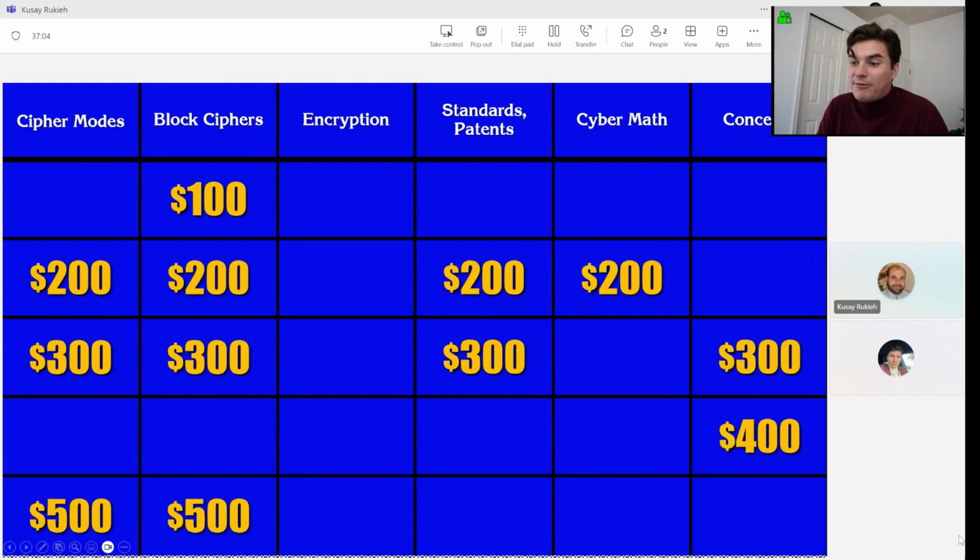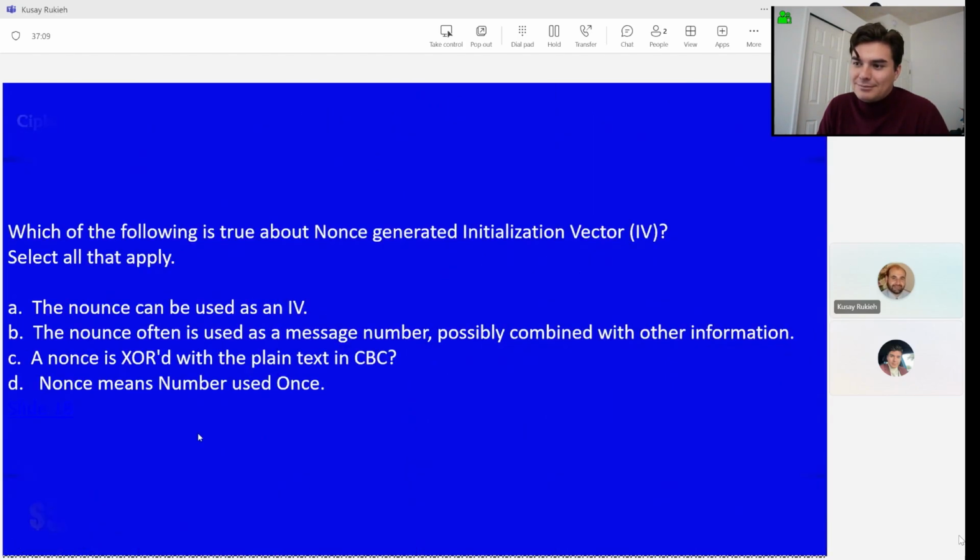Let me go with cipher modes for $500. All the way. Okay. Which of the following is true about a non-generated IV? That's a tough one. D, and A. If I'm you, I'm going to go with A and D.